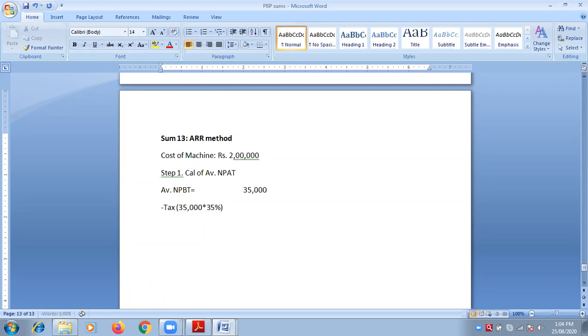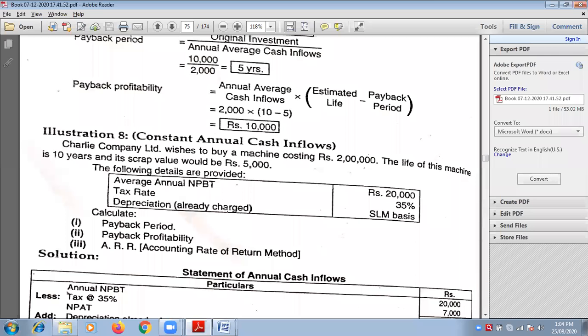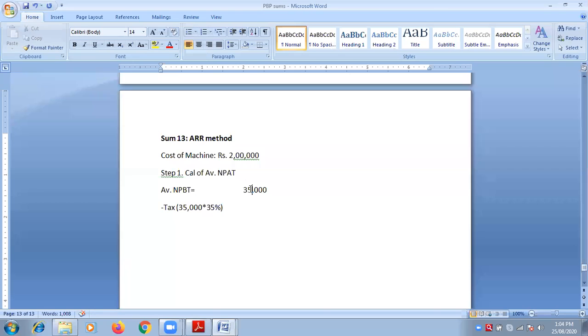Average profit is given as 20,000. Very sorry for that. Average net profit before tax is 20,000, which is already available in the question. We just have to deduct the tax from 20,000.